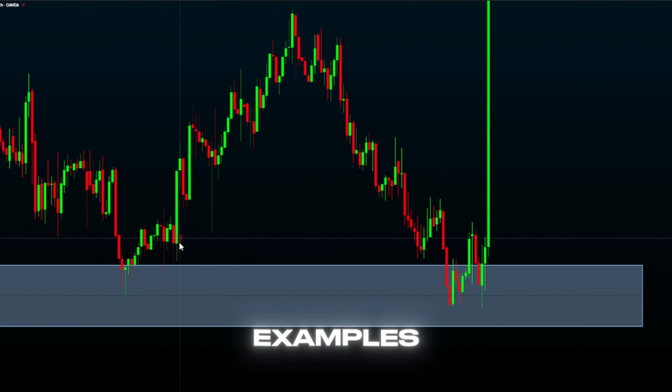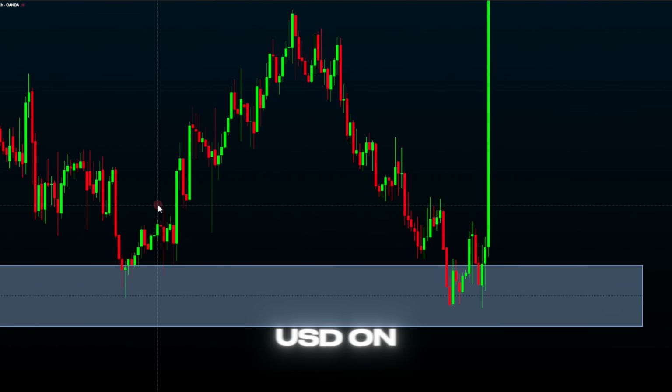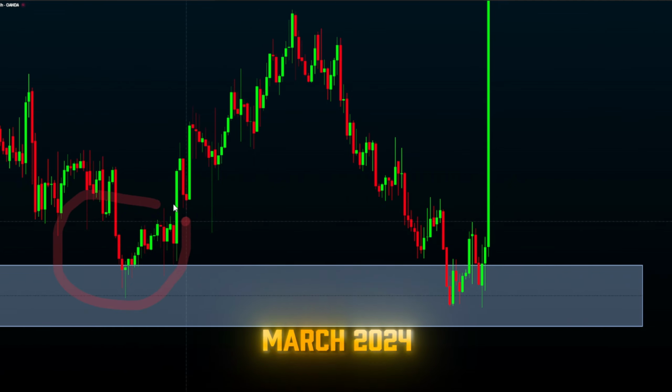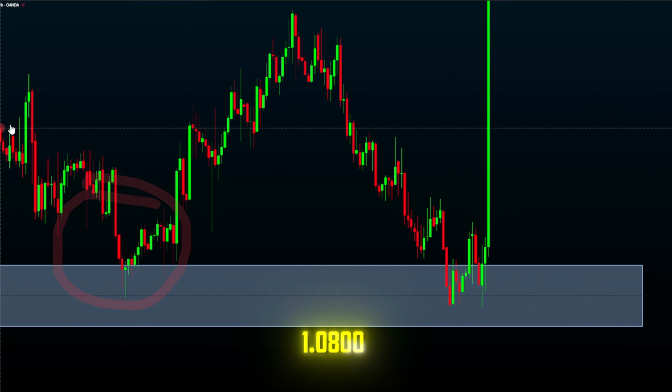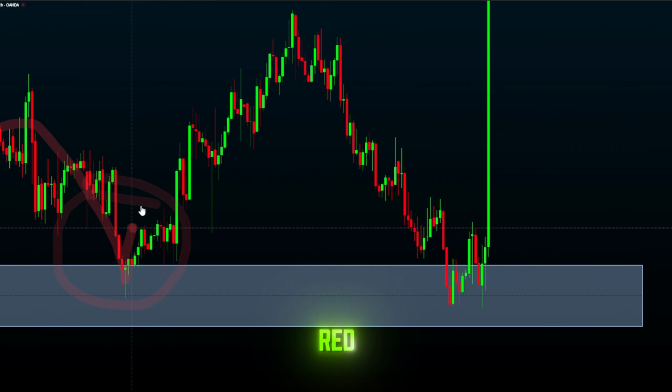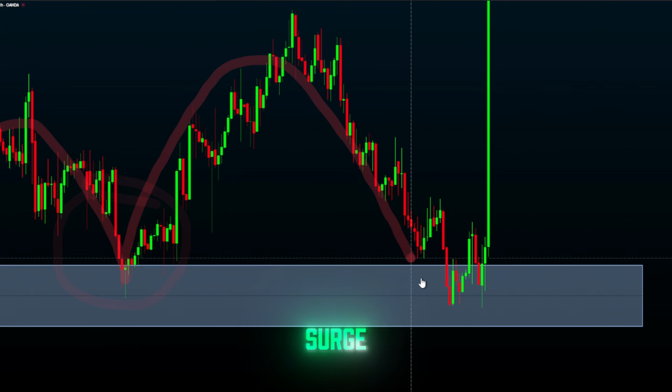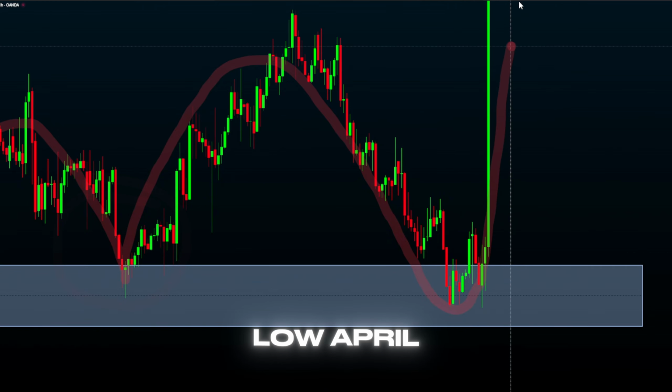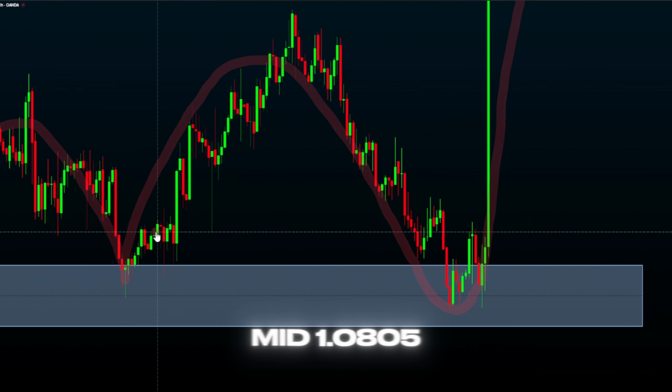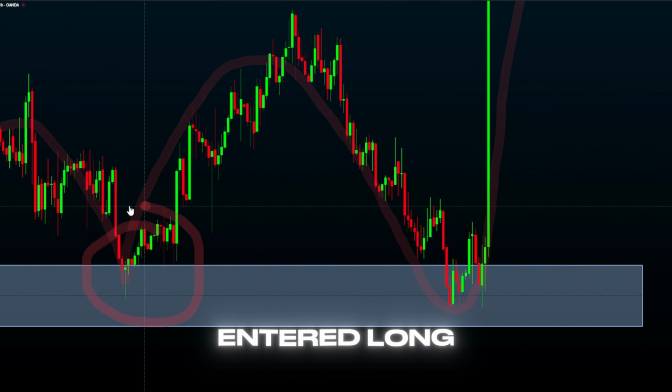Real-life Forex examples. First, EUR/USD on 4H chart, March 2024, around 1.0800 demand zone. Last rally before ECB-driven surge. Price retested low in April, formed a hammer, closed above mid 1.0805, entered long.